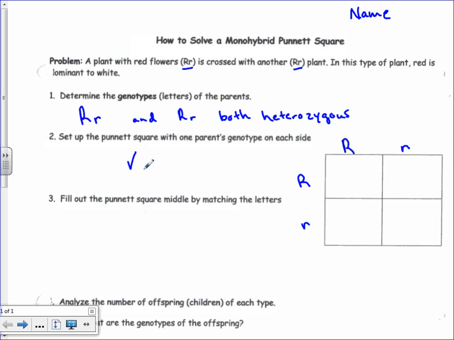So we completed number 2. Number 3 asks us to fill out the Punnett square middle by matching the letters. Okay, so we match up the alleles from mom and dad. So in this first square, we're going to get capital R and capital R. Over here, we're given from dad a dominant and from mom a recessive. So this is heterozygous. Down here, same thing, except dominant is from mom this time, recessive from dad. And in this box, both parents are giving us a recessive allele.